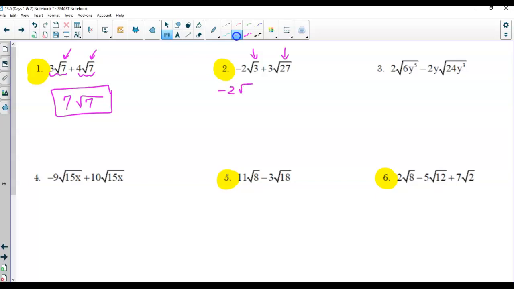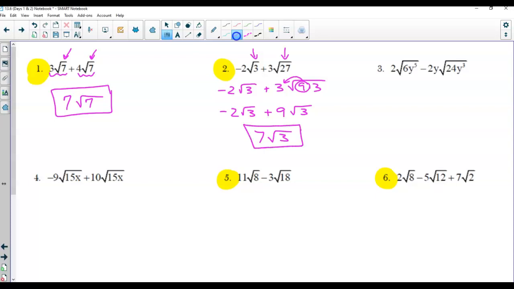However, this is a negative 2 square root of 3 plus this 3. That 27 is really, excuse me, 9 times 3. Check it out. Perfect square. That's going to come out and multiply with that 3, so I really have negative 2 square roots of 3 plus 3 times 3. That's 9 square roots of 3. Now they're like radicals. And what's negative 2 plus 9? That's 7 square roots of 3.